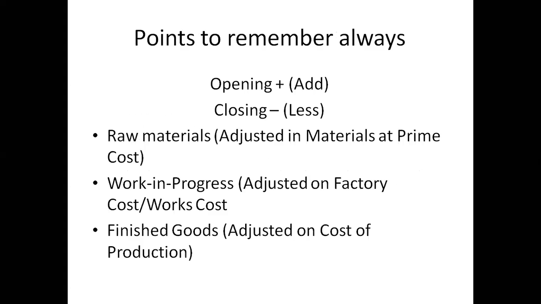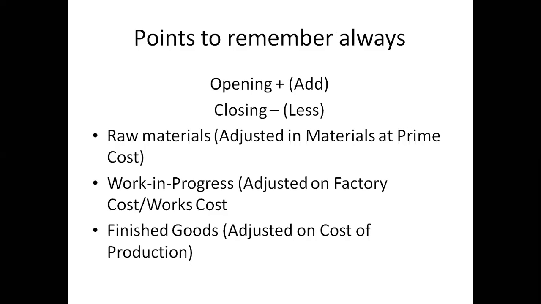I can tell you one more thing again. The three kinds of opening and closing will be given. You can see the slide. If opening is given, you have to add. If closing is given, you have to deduct. Opening raw materials or closing raw materials will be given, so the opening should be added and adjusted within materials at prime cost. Within the materials itself, it is adjusted.